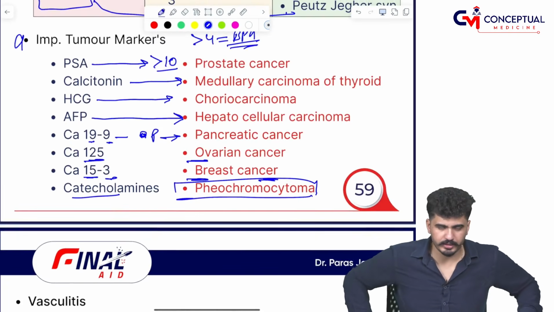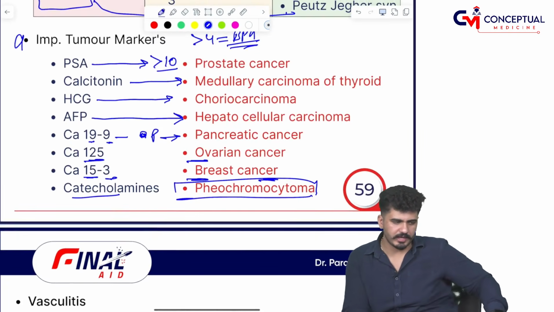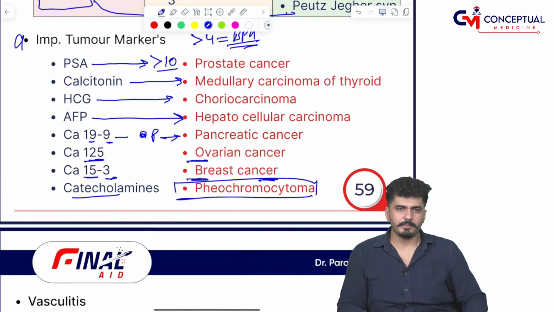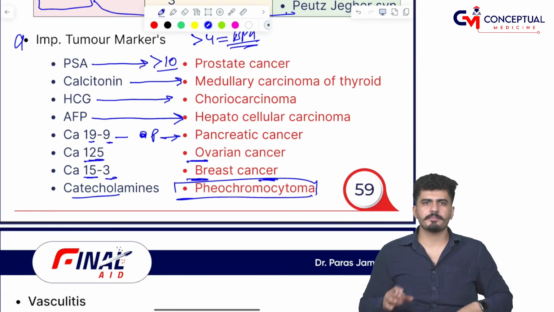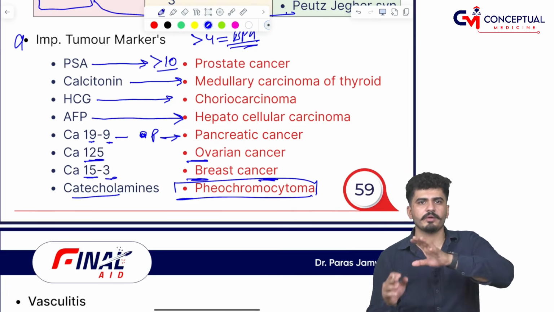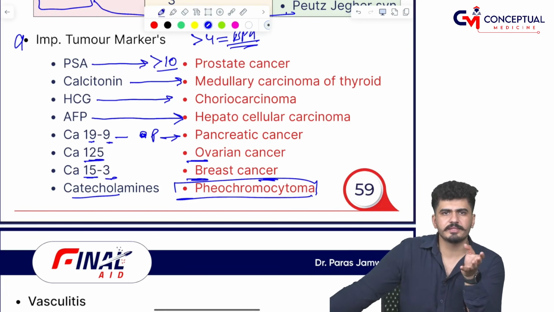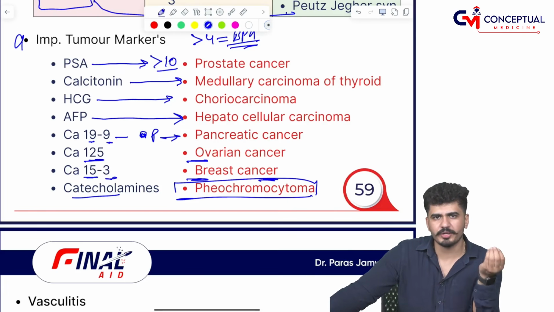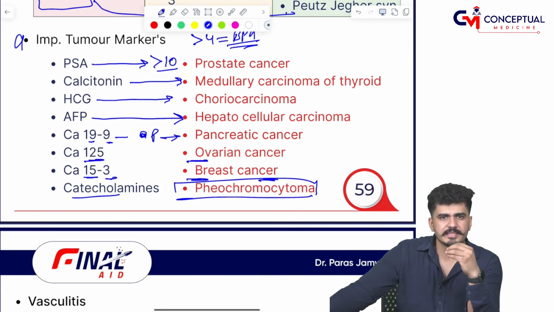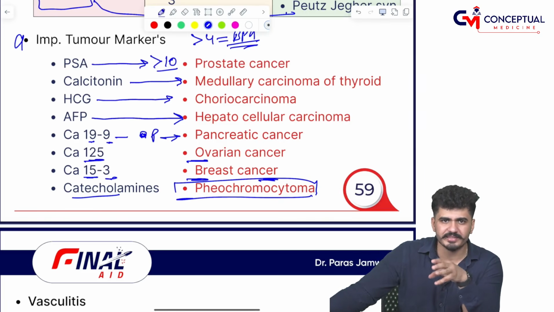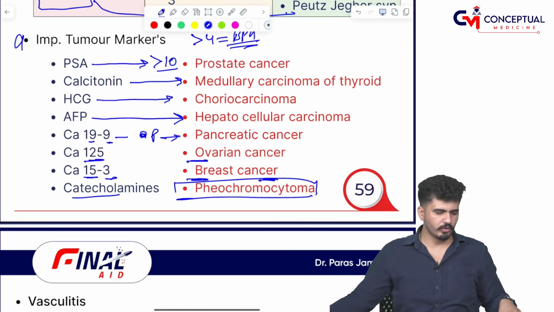So all important tables you have to remember for your exam. These are the things you need to mug up again and again. So PSA, prostate cancer; calcitonin, medullary carcinoma of thyroid; HCG for choriocarcinoma; alpha fetoprotein, hepatocellular carcinoma; CA19-9, pancreas; 125, ovarian; 15-3 is breast; and catecholamine is pheochromocytoma.